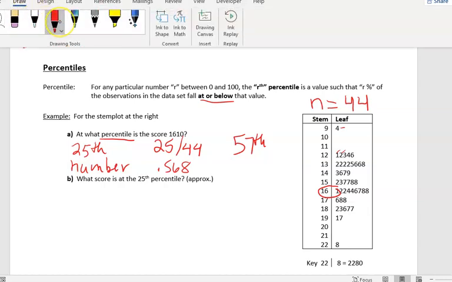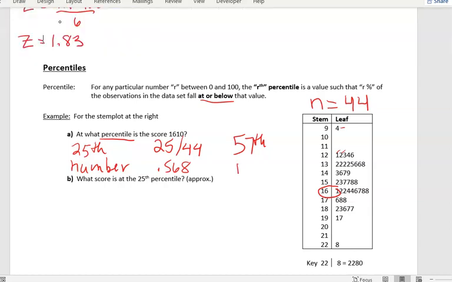Which means that 57% of the values are at or below that, and 43% are higher. Percentile. Okay. All right, what score is at the 25th percentile? So if I want the 25th percentile, I want 25% of the values at or below. So 25% of 44 is 11.